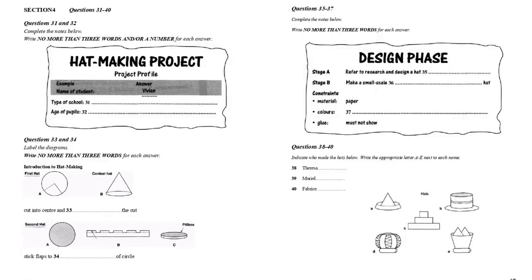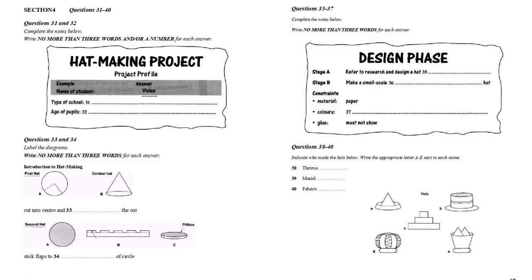After we'd done the research, we went back to the classroom to make two basic hat shapes using rolls of old wallpaper. We each made, first of all, a conical hat by, well, if I show you now, cutting out a circle and then making one cut up to the centre and then overlapping the cut like this. A conical hat that sits on your head.